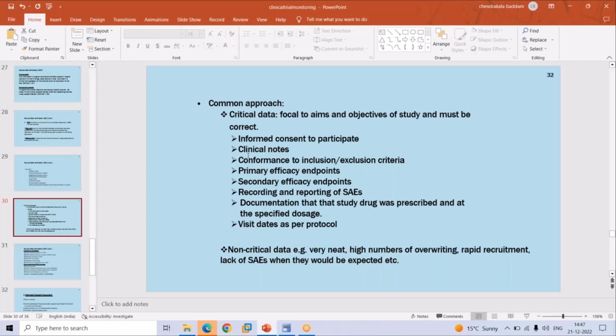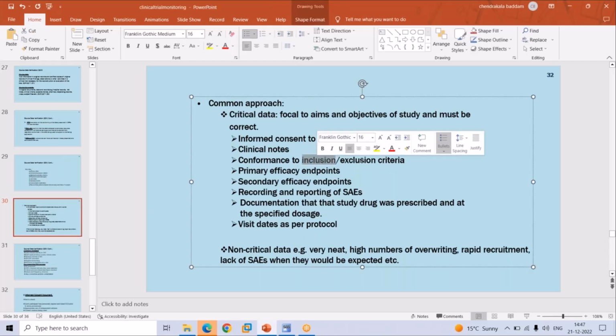So the CRA has to thoroughly understand the protocol. The CRA has to even understand the informed consent form. These are all from the protocol only: inclusion and exclusion criteria, endpoints, visit dates and visit schedule, and the study drugs prescribed and specified, all as per the protocol.